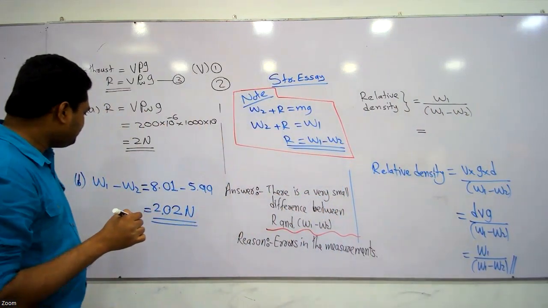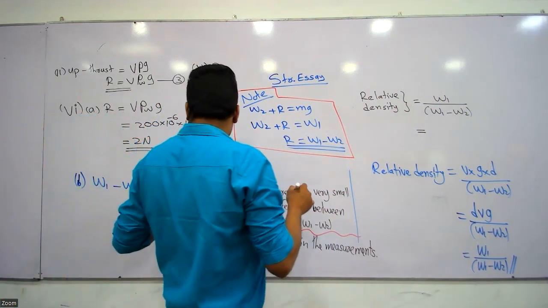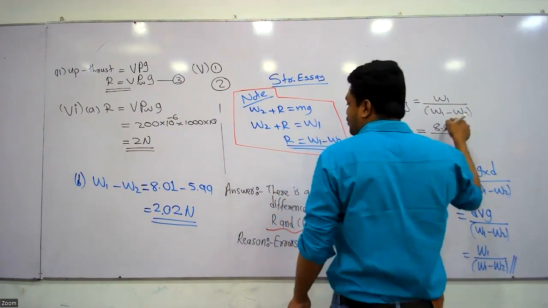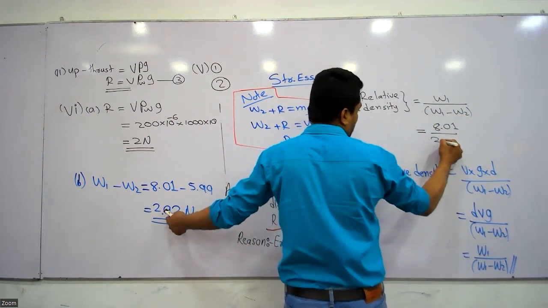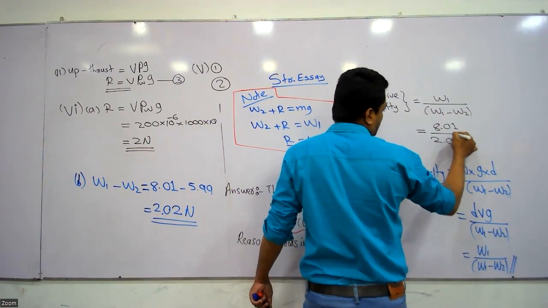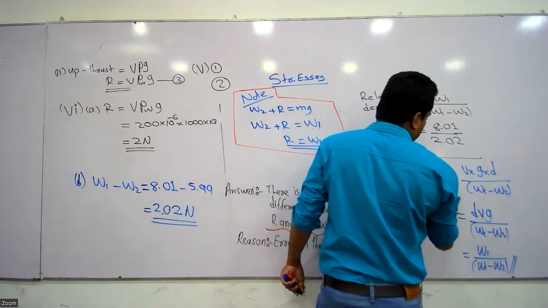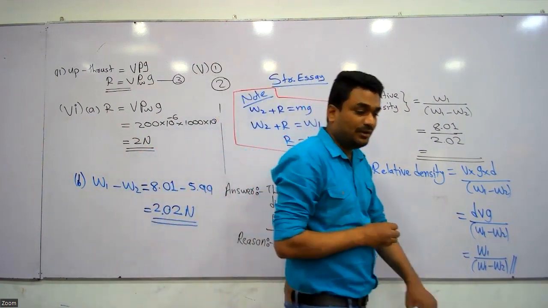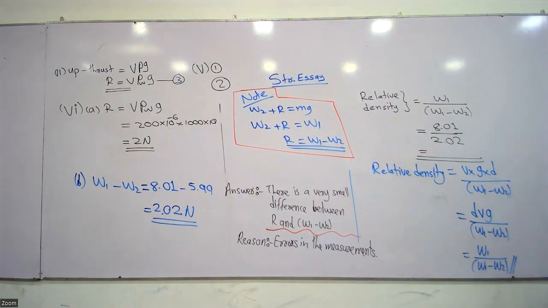W1 is 8.01. W1 minus W2 is 2.0. Divide this and give me the answer. Relative density is just a numerical value, just a number without units. Divide it here.